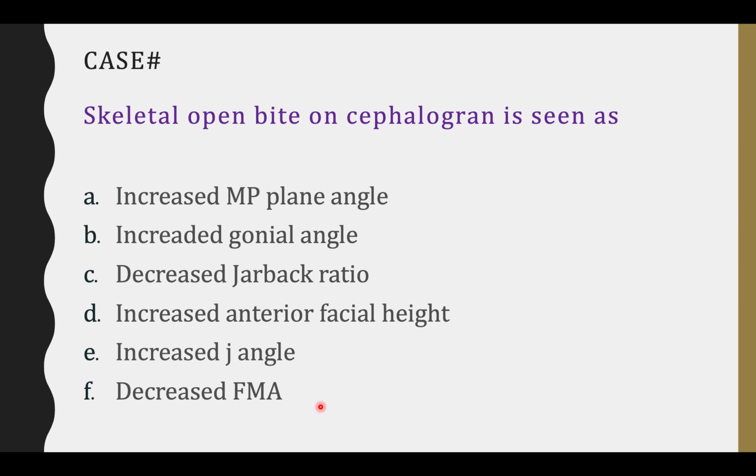So sometimes the questions can be asked like this: which all features are included? They may give you options in a jumbled order of A to E. So you have to eliminate decreased FMA, and all the other 5 features are the features of both maxilla and mandible causing skeletal open bite on cephalogram.